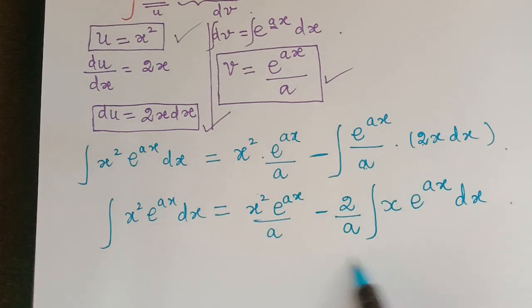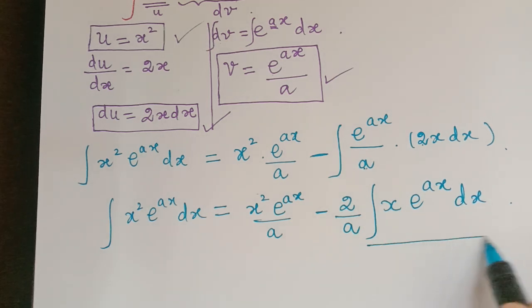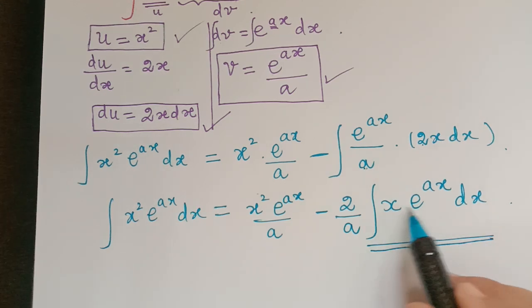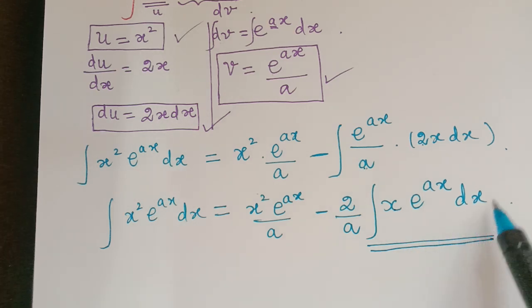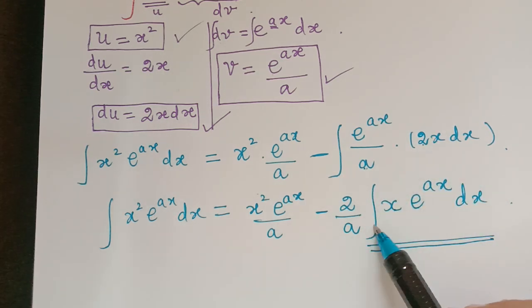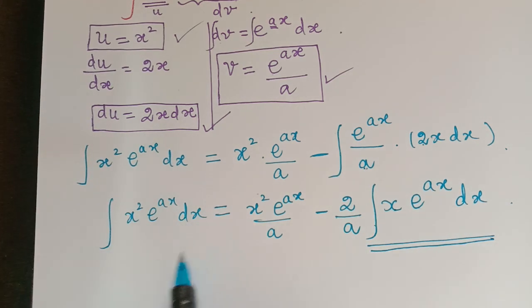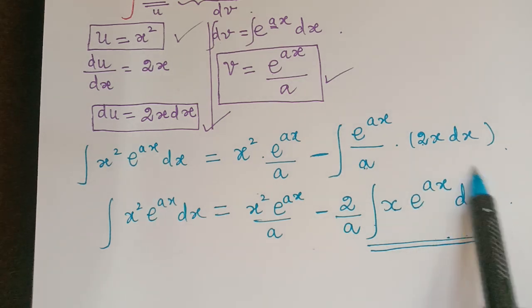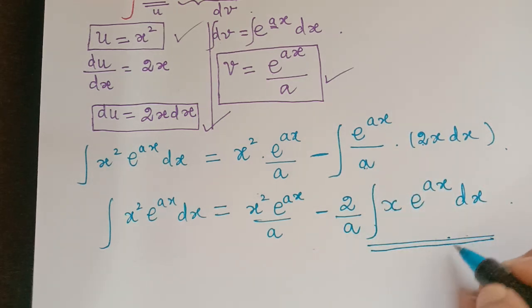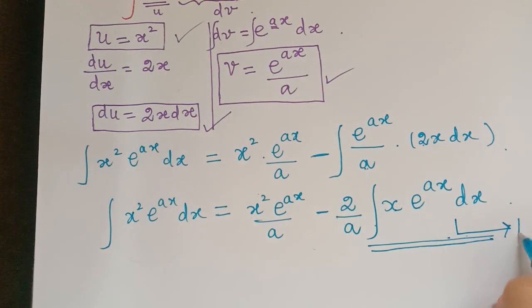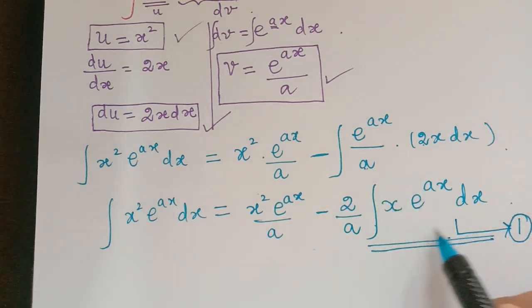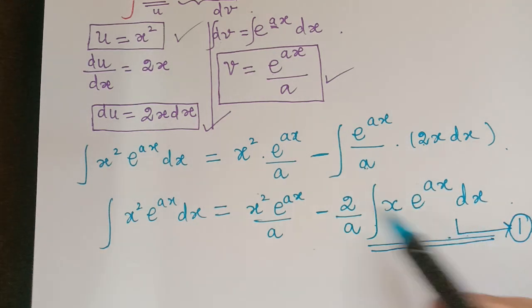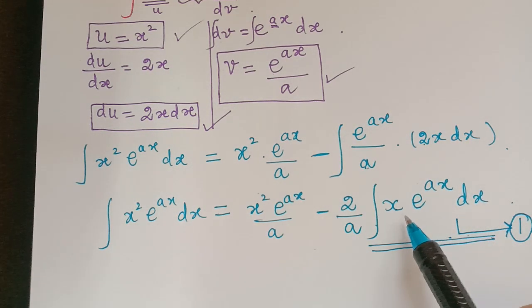Now the problem will be done if we find this integral x e power ax dx. But again we observe that this is a product of two functions, so again we have to apply the u dv method in order to evaluate this integral. We have to actually evaluate this integral which has reduced to these terms, out of which this integral has to be evaluated separately. So we shall mark this as equation 1, so that we will evaluate this integral separately and substitute it in equation 1 again. So let us see that now.